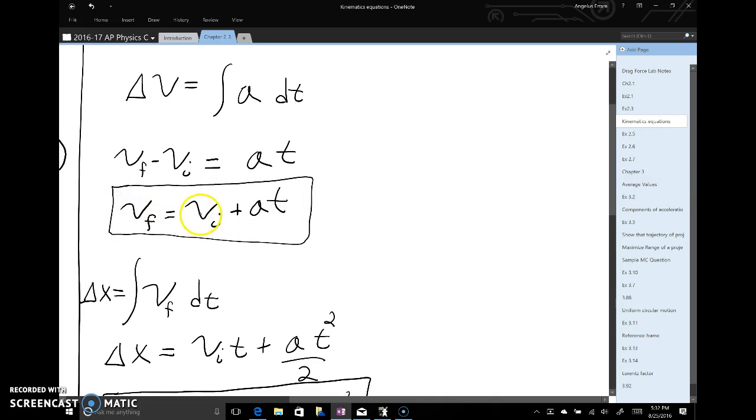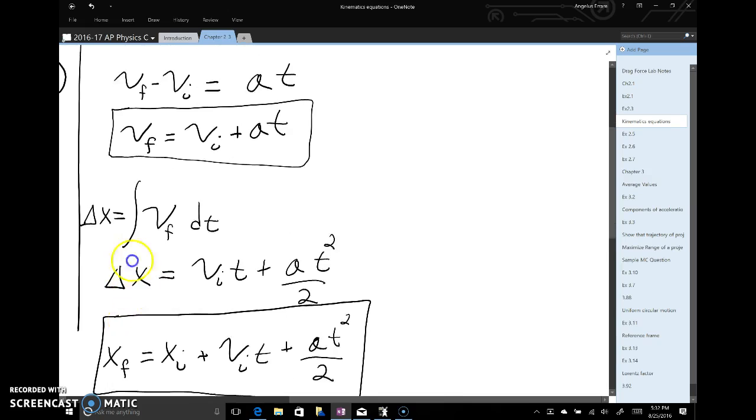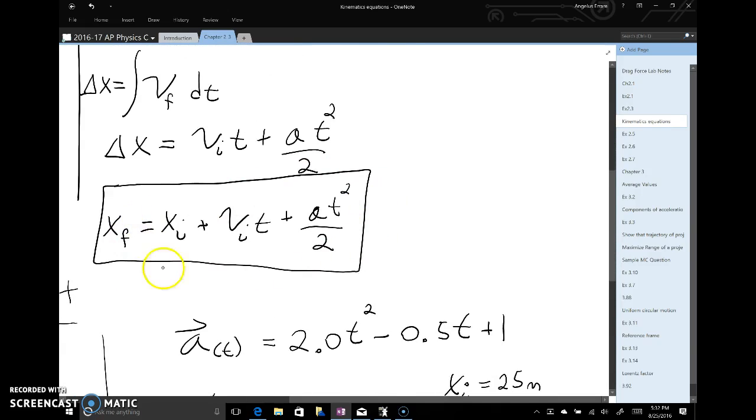And here's my velocity equation. So if I take the integral, now the initial velocity is a constant, so I'm just going to get vi times t. And we're taking the integral with respect to t, so this is going to become t squared over 2. We can split that apart into x final and x initial, rearrange it, and get the equation we used in AP Physics 1.